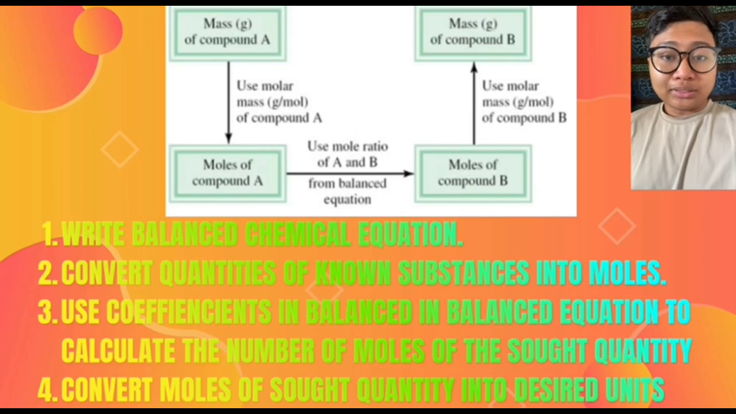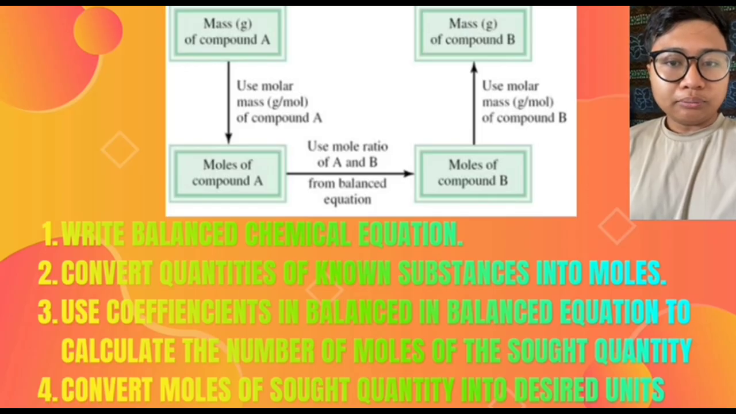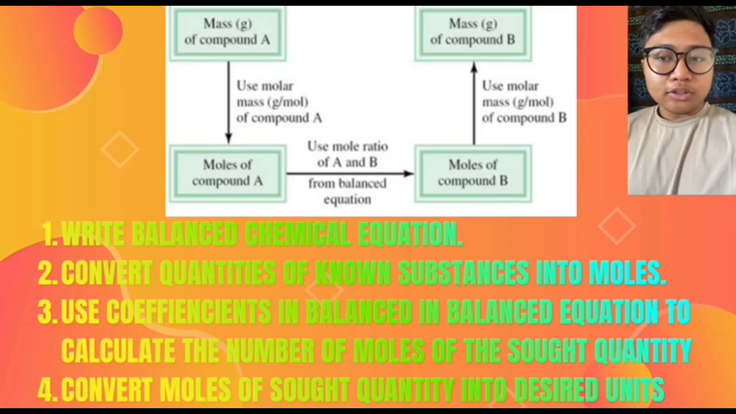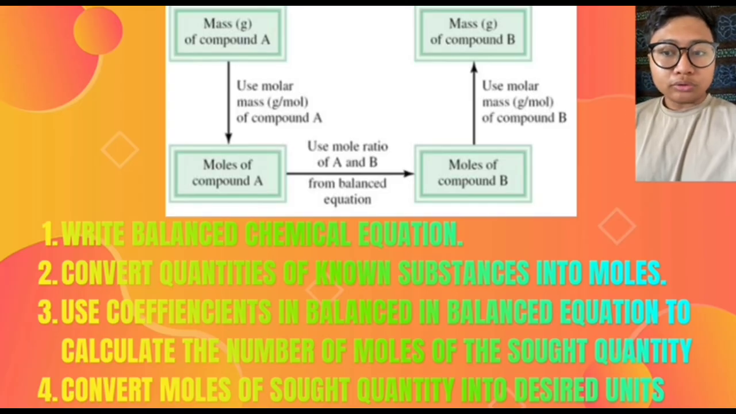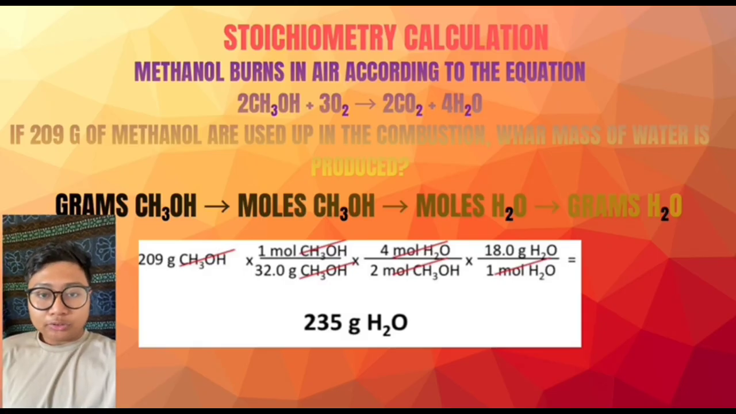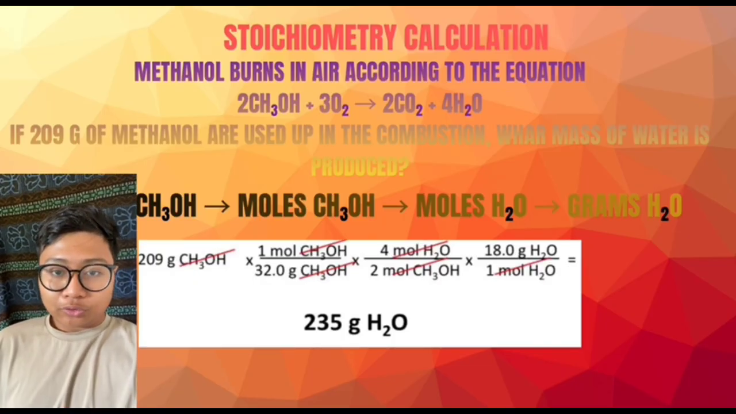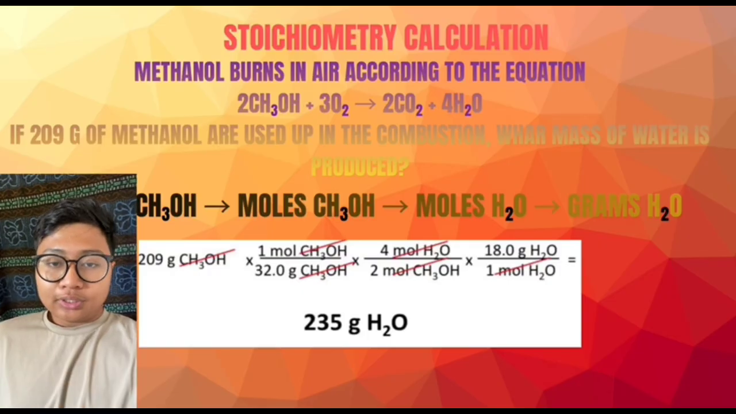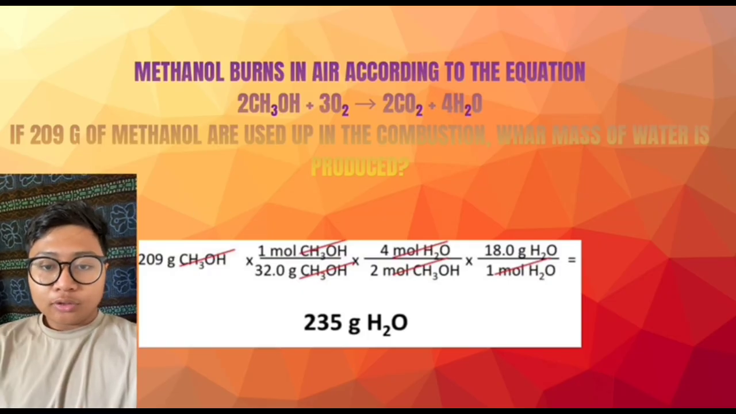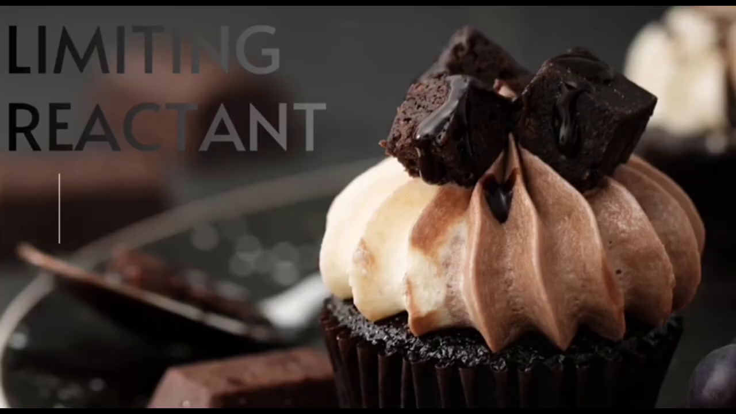First, we must write a balanced chemical equation. Next, convert quantities of known substances into moles. Then, use coefficients in the balanced equation to calculate the number of moles of the sought quantity. Finally, convert moles of the sought quantity into the desired unit. This is an example of a stoichiometric calculation. There are two ways to do a stoichiometric calculation, which is this one, the normal one, and the table calculation, which is a little bit easier.